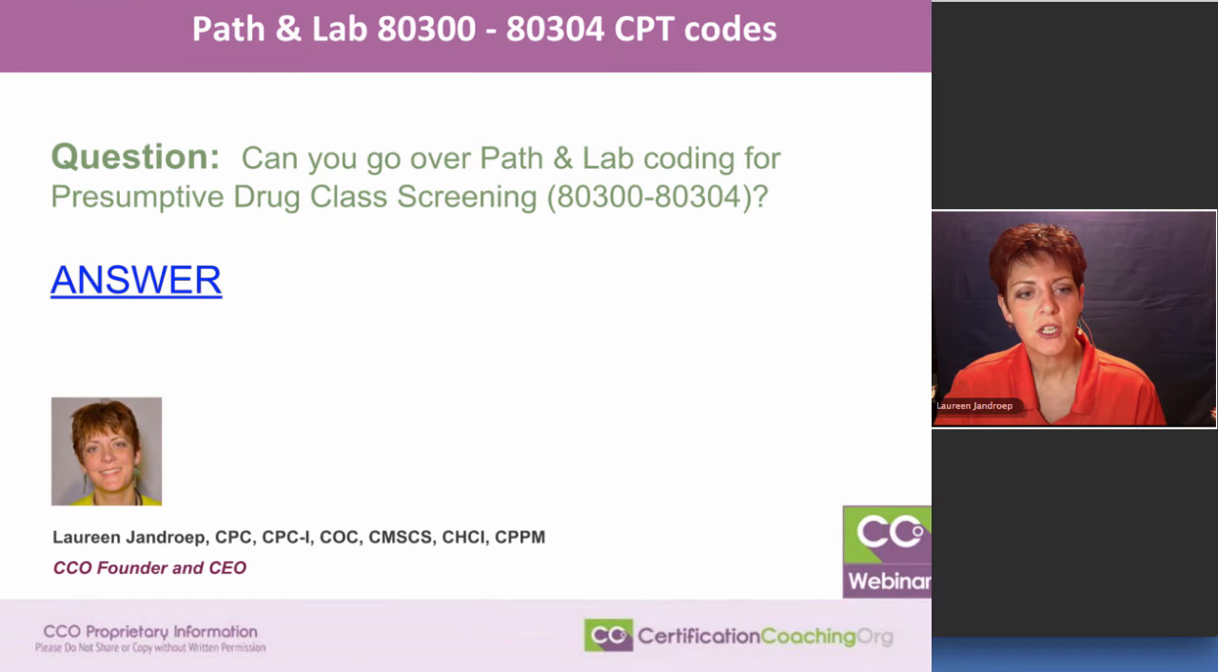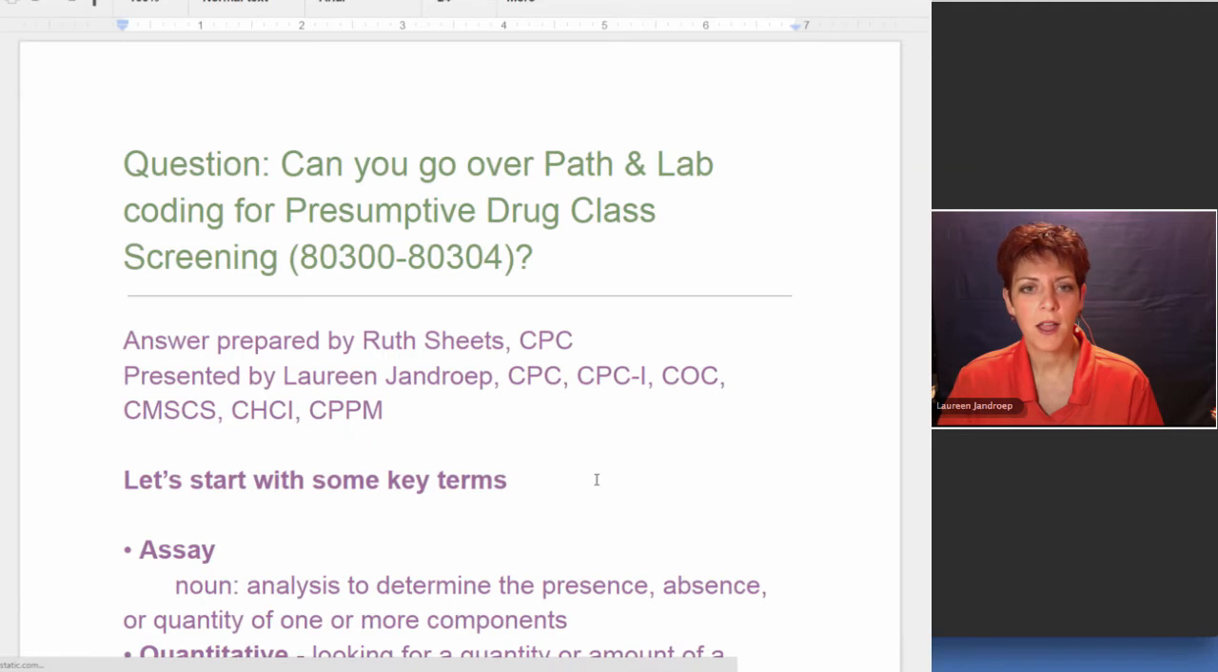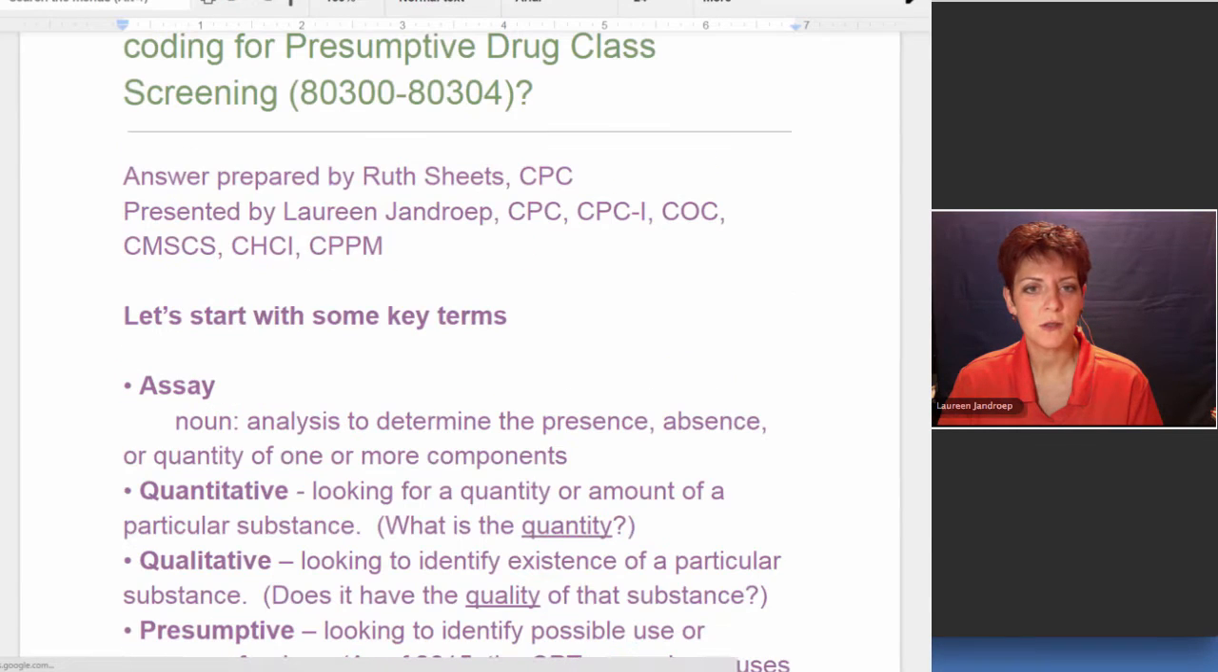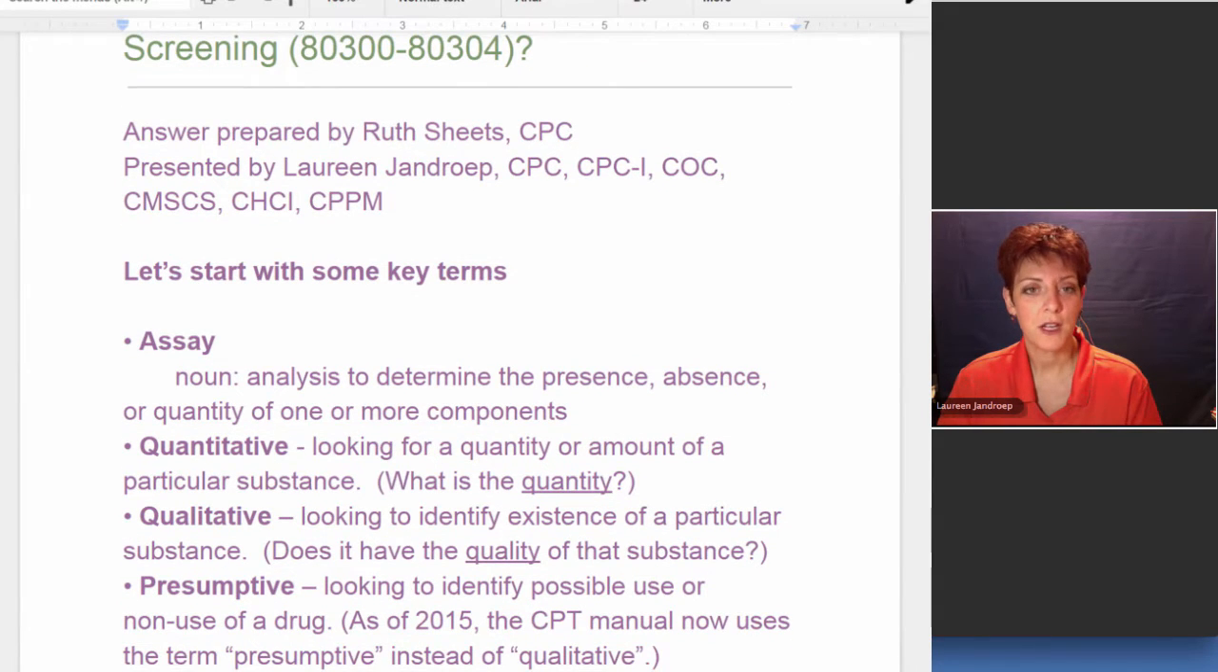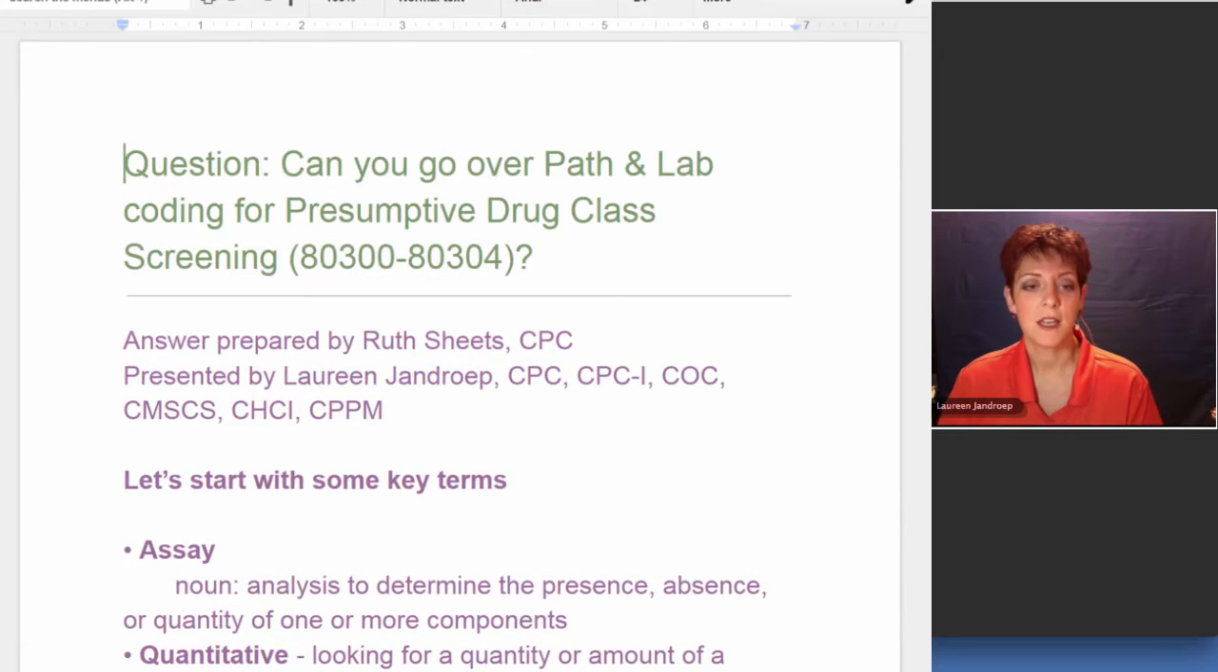So this question: can you go over path and lab coding for presumptive drug class screening, which is the 80300 to 304 range? This one, Ruth Sheets, who's on the CCO team, prepared for us, so thank you, Ruth. And she did a great job. She's got some really good visual aids.